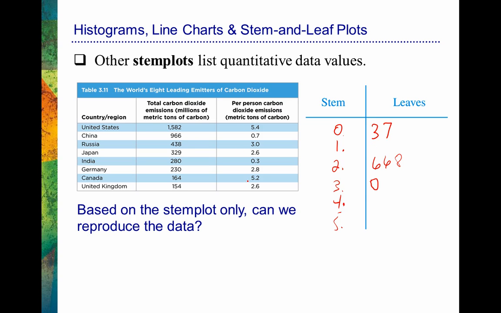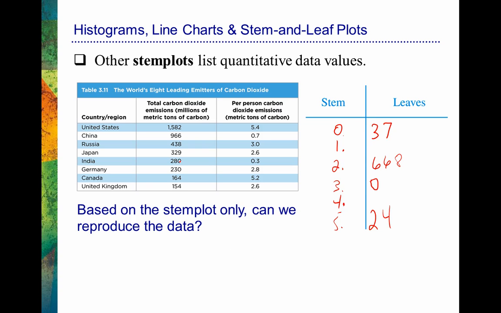I don't see any that begin with a stem of 4. And when we look at the stem beginning with 5, we have 5.4 and 5.2. So we're going to put a 2 for the 5.2 and then a 4 for the 5.4. And that, my friends, is a stem and leaf plot.